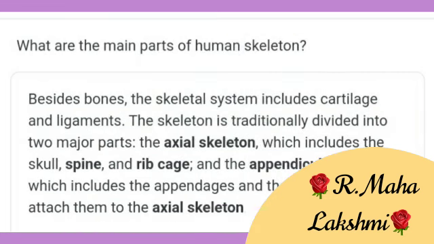What are the main parts of human skeleton? Bones. The skeletal system includes cartilage and ligaments. The skeleton is traditionally divided into two major parts: the axial skeleton, which includes the skull, spine and rib cage, and the appendicular skeleton, which includes the appendages and the girdles that attach them to the axial skeleton.